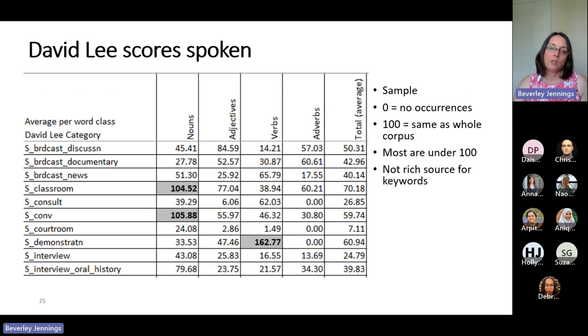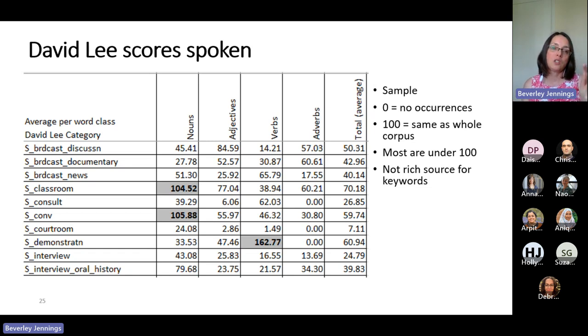So the frequencies are calculated slightly differently here. It talks about relative frequencies. So if you get the number 100, it shows that it's about the same for this category as it would be for the whole corpus. Under 100 means that the words are less likely to be found in that category. Over 100 means that they're more likely to be found in that category than in the corpus as a whole.